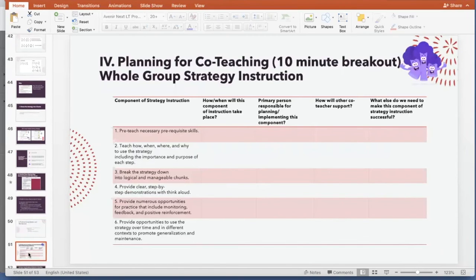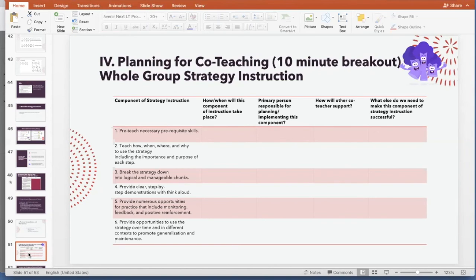All right, and the last thing I had planned here was to talk about co-teaching in strategy instruction. And again, I think we're just about out of time, so we're not going to have time for this last breakout group. But I made this table and included it in the Drive folder that I've shared with you. So this is something that you could print and talk through with your co-teacher when you're talking about providing strategy instruction.